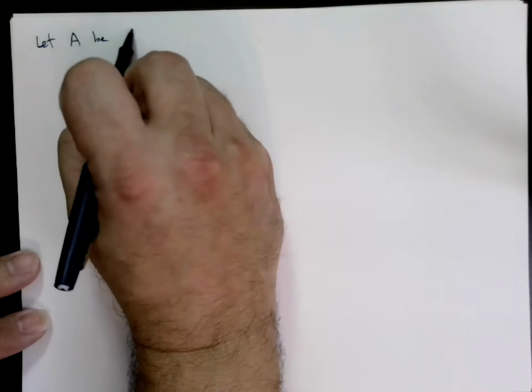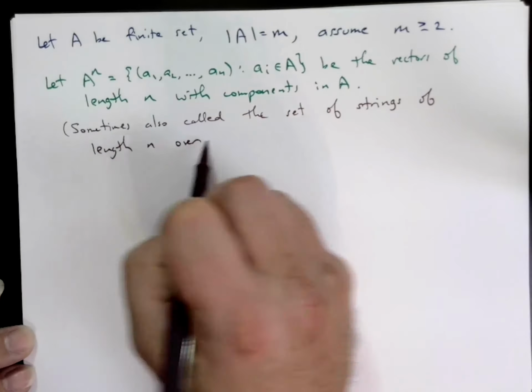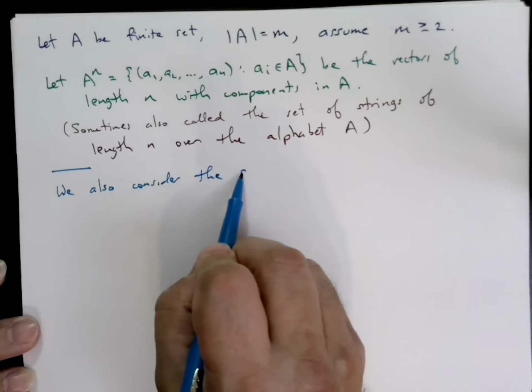Okay, we're going to go over this argument one more time and look at the diagonal argument in its full generality. Let's start off by assuming that A is a finite set. Let's call its cardinality M. It's a finite number. Let's also assume M is at least 2 to make things interesting. Let's define A to the n as the set of all vectors of length n where the components are in A. In this context, this is sometimes also called the set of strings of length n over the alphabet A. We'll use both terminologies here.